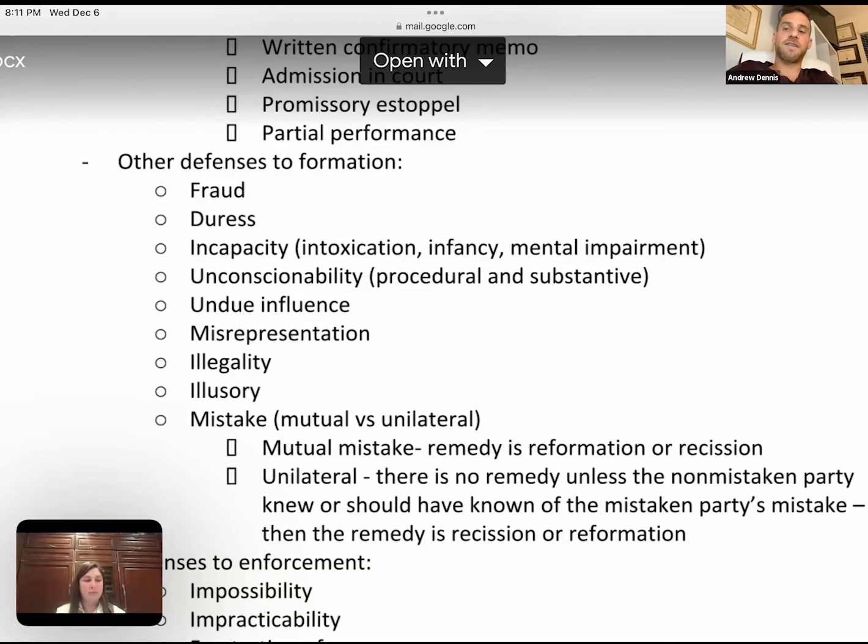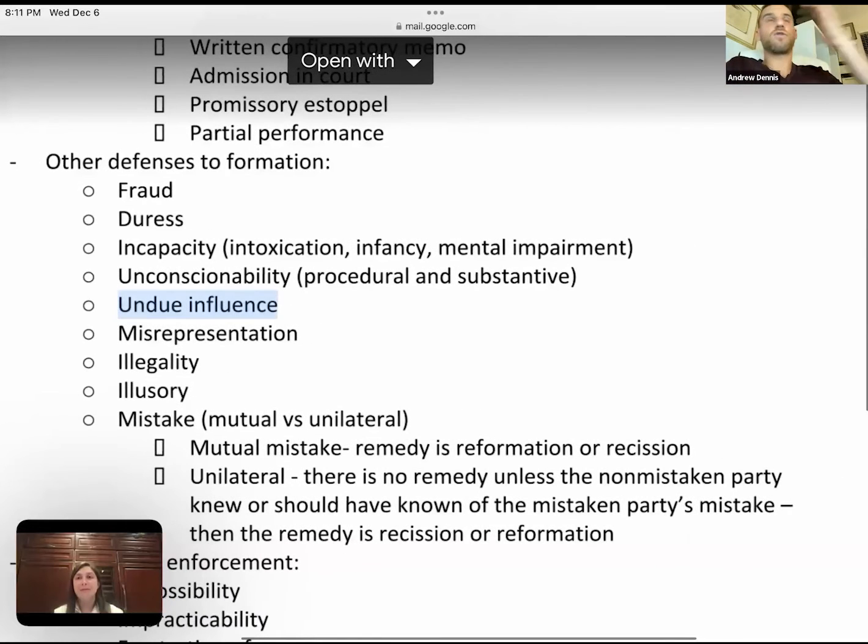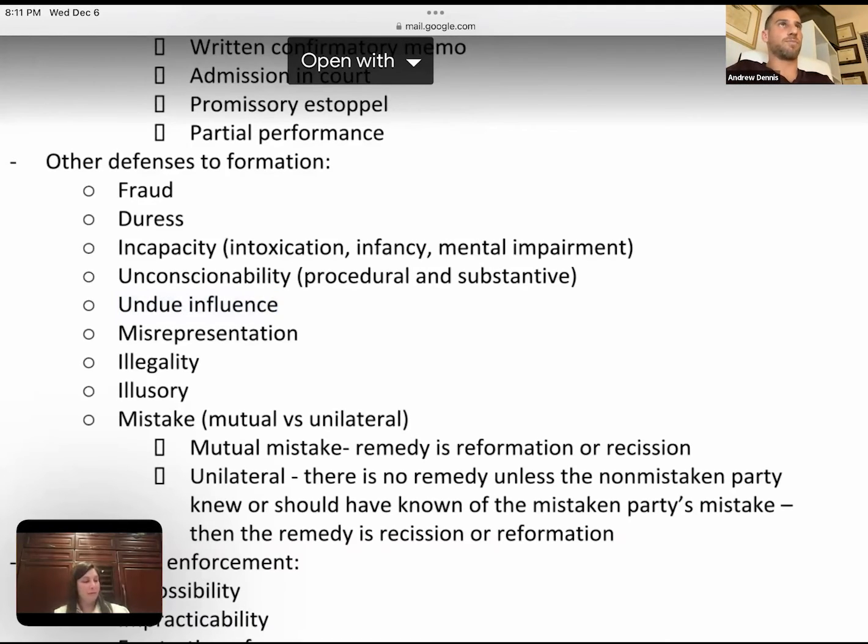Mistake, this one comes up a lot. I'd say if statute of frauds comes up the most, mistake comes up the second most. There's mutual mistake and unilateral mistake. Mutual mistake is when I thought this, you thought that, we were totally wrong. There was no meeting of the minds. We should either reform the contract to make it what we would like to agree upon, or totally rescind it.